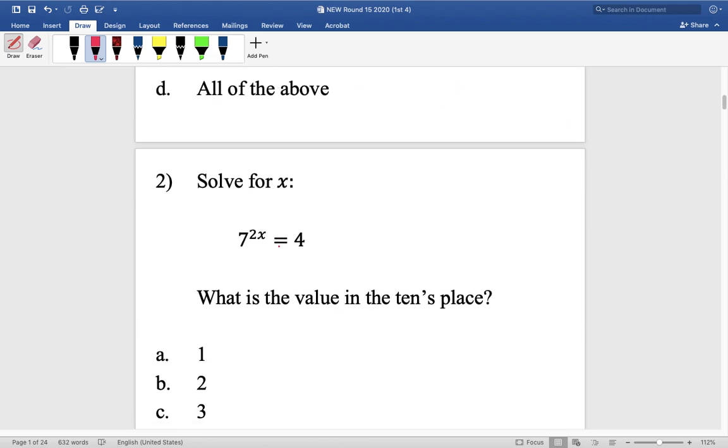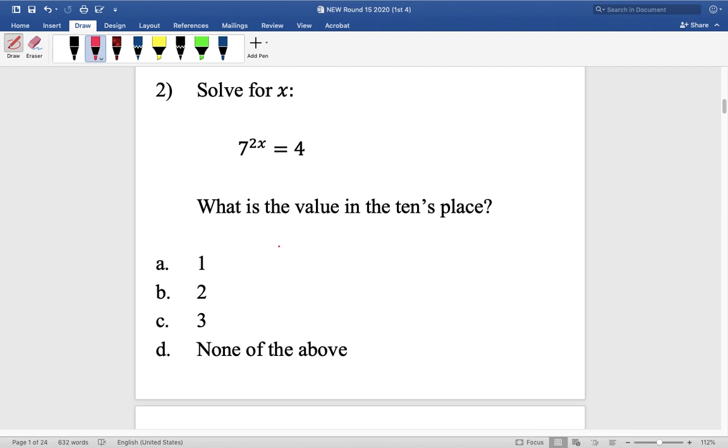Pick the correct answer. Number 2 is an equation that needs to be solved, and the thing to realize is the variable is up here as an exponent. So we need to get that down, and the best step usually is take the log of both sides. If I take the log of both sides, I can bring that exponent down, and I would have 2x log of 7 equals log of 4. That's a problem that can be solved now with some basic algebra steps.